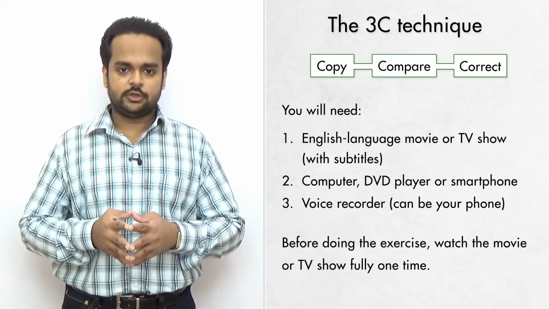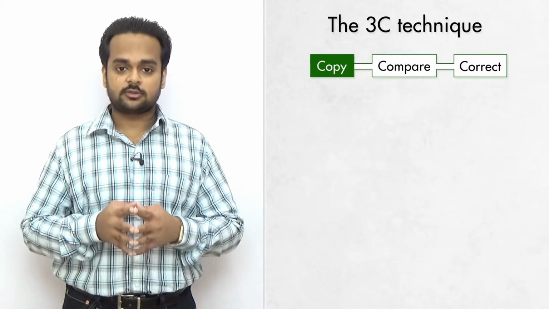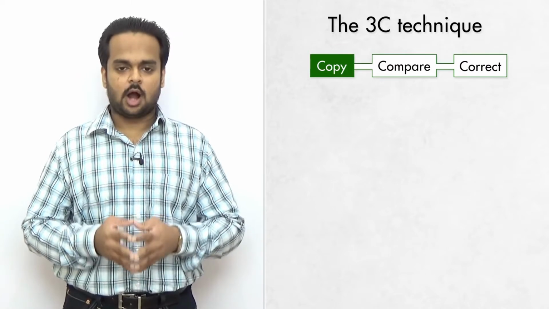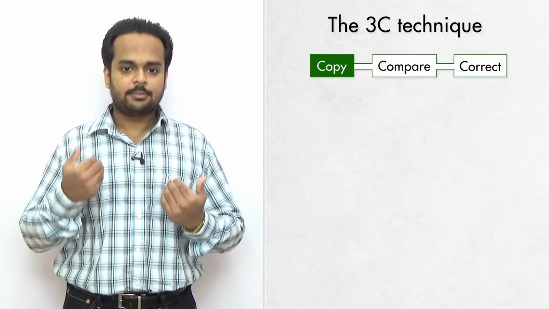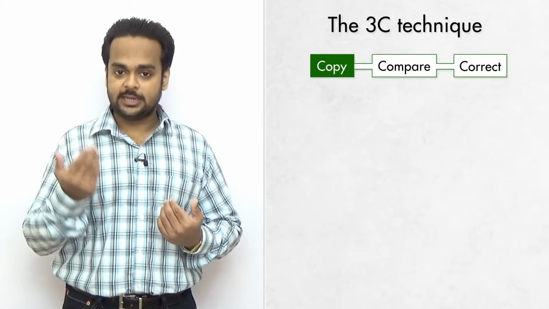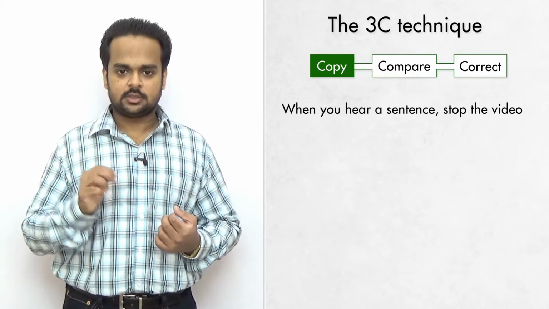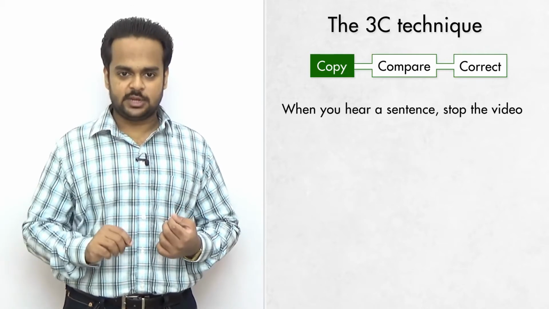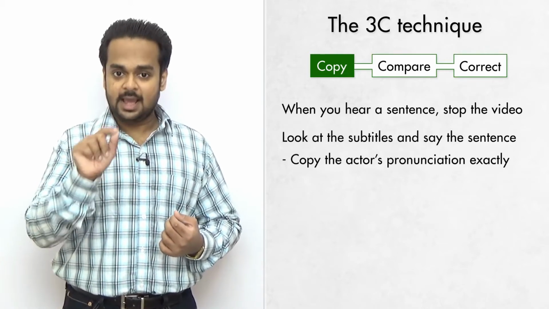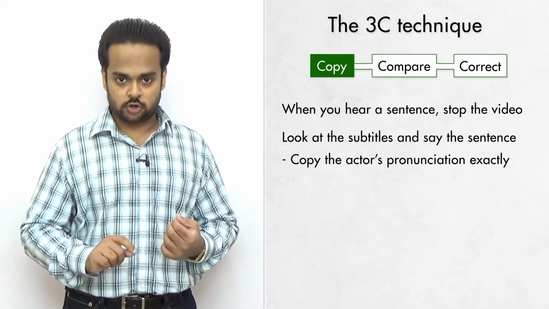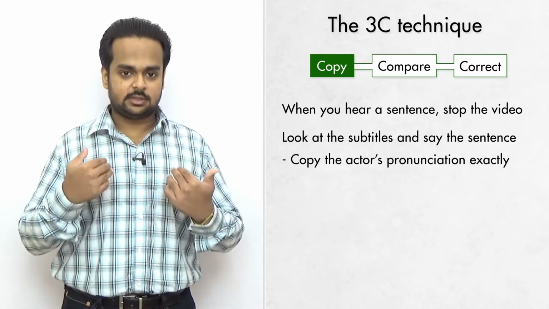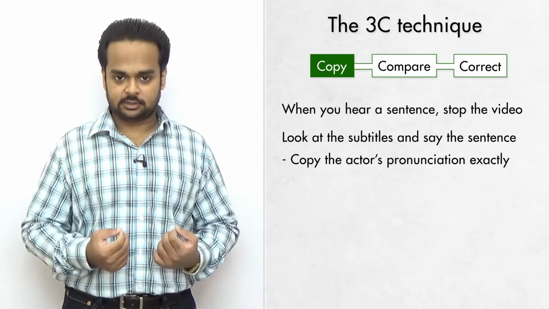After you have seen the movie or show once, it's time to start the first stage of the exercise, copy. That is, you're going to copy the pronunciation of the actors in the movie one sentence at a time. When you hear a sentence, listen to it and then stop the video. Look at the subtitles and say the sentence that you just heard. You should try to imitate the actor's pronunciation exactly.